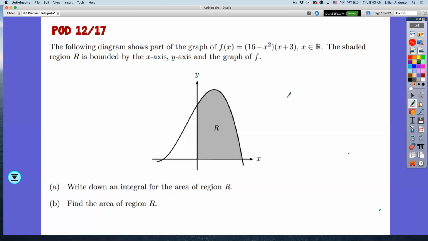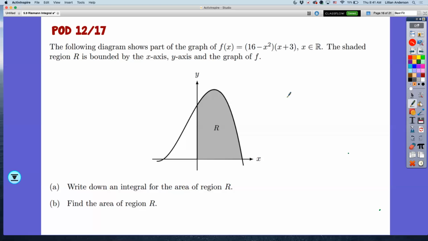That was finding the antiderivative, plugging in your bounds, and then subtracting the lower bound from the top bound, okay? So the following diagram shows part of the graph of f of x equals 16 minus x squared times x plus 3, x is an element of all real numbers. The shaded region R is bounded by the x-axis, the y-axis, and the graph of f. You have to write down the integral for the area of region R.